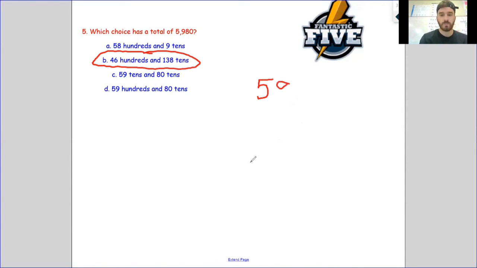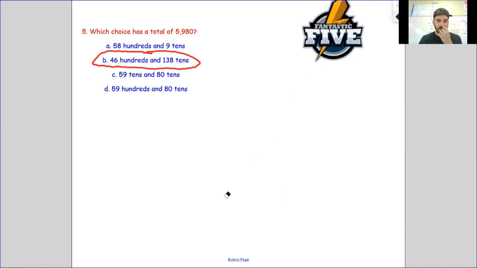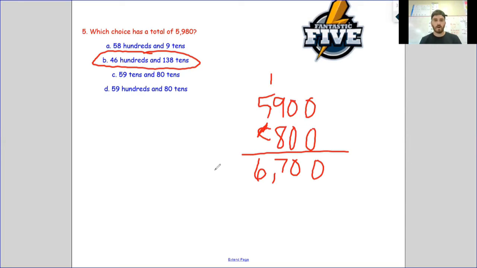59 tens would be 59 plus 1 zero, and 80 tens would be 80 with 1 zero. You can already look at that and know that that's not going to be enough. 1,390. And then I would just try D, which I'm afraid people would pick because they see 5980 in order. But if they did the math, 59 hundreds with the 2 zeros there, 80 tens with the 0 there, add those together, and I'd be going too far. It'd be 6,700. So B being my answer for number 5.